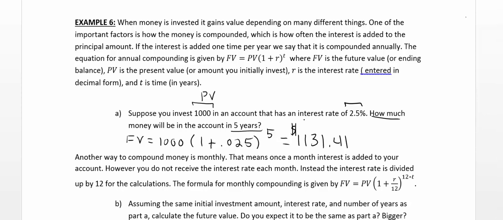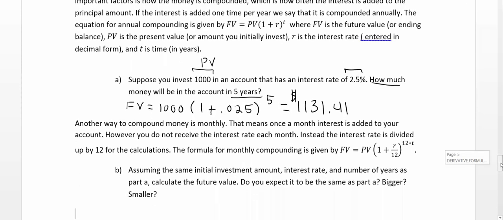All of these examples are talking about money, so we're going to attribute the dollar sign when we talk about the answers. I'm also going to round to 2 decimal places because our currency system allows money to go out to 2 places. Another way to compound money is monthly. So this is something you may see when you go to the bank, a monthly checking rate.